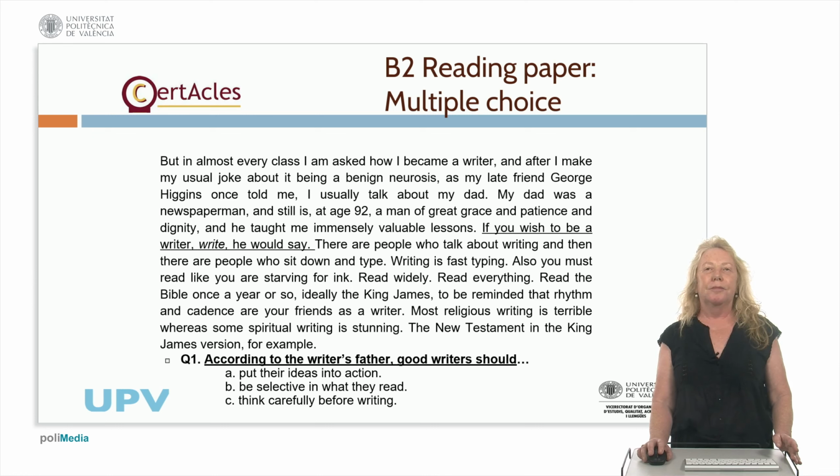Now look at question 1. Again, just the first part. Don't look at the options yet. Read it carefully. Now find the part of the text that talks about the writer's father and his opinion about good writers. Remember, the questions are in order. Mark it in some way, underline it or highlight it, and write the number of the question next to it. Now read it carefully.